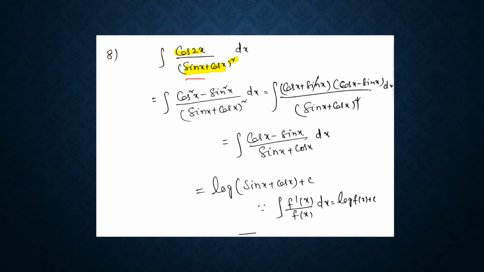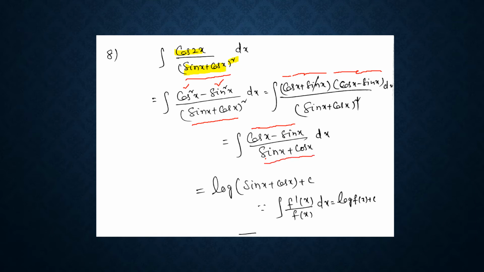So cos 2x can be written as cos 2a is equal to cos square a minus sin square a. The formula is there. So by writing cos 2x as cos square x minus sin square x by (sin x plus cos x) whole square dx, the numerator is in the form of a square minus b square, which can be written as (cos x plus sin x) into (cos x minus sin x) divided by (sin x plus cos x) whole square. Then cos x plus sin x and sin x plus cos x are cancelled. Then we will get integral (cos x minus sin x) by (sin x plus cos x) dx.